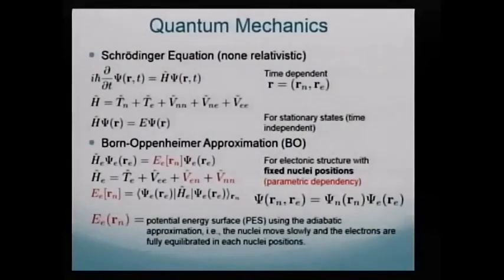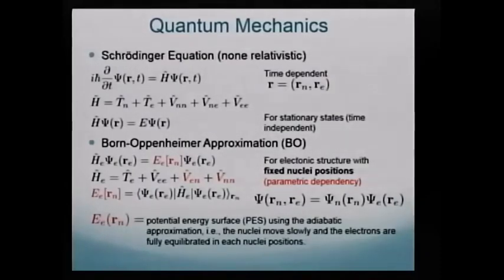So then when we think about the Hamiltonian, we have the kinetic energy of the nuclei, the kinetic energy of the electrons, and the interactions nucleus-nucleus, nucleus-electron, electron-electron. And we can write the Schrödinger equation in the stationary way. What that means is that when we solve the Schrödinger equation, we are looking for equilibrium properties.